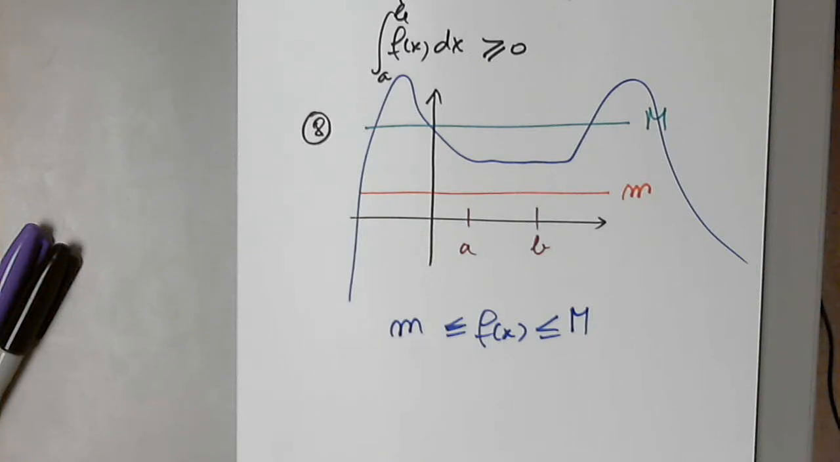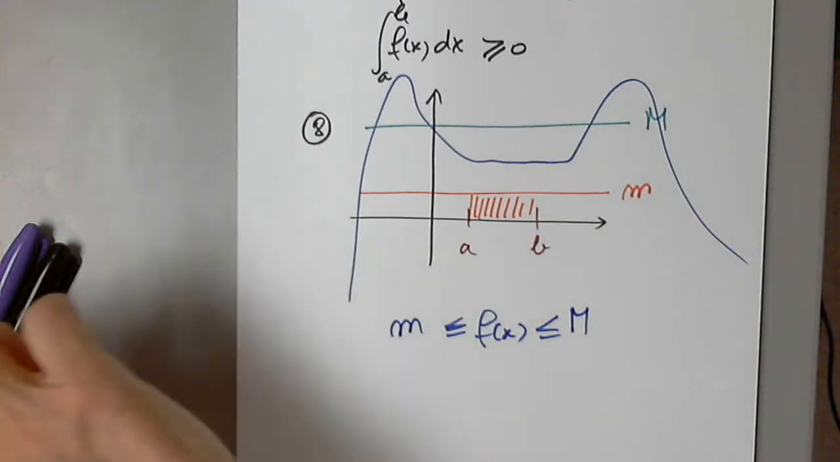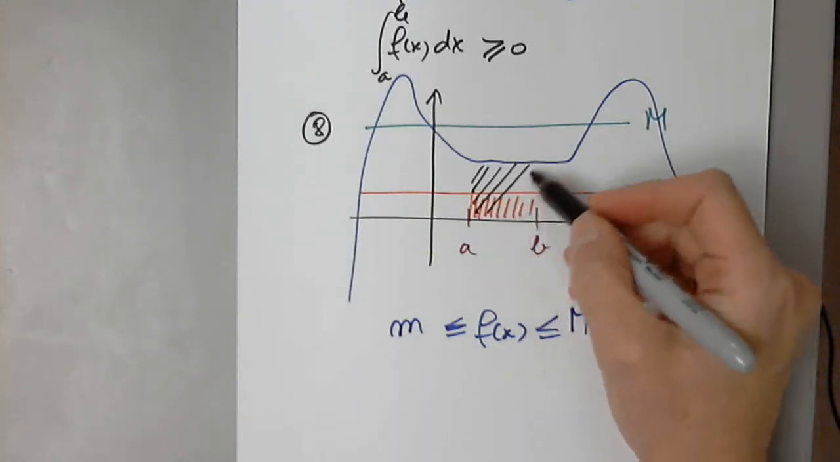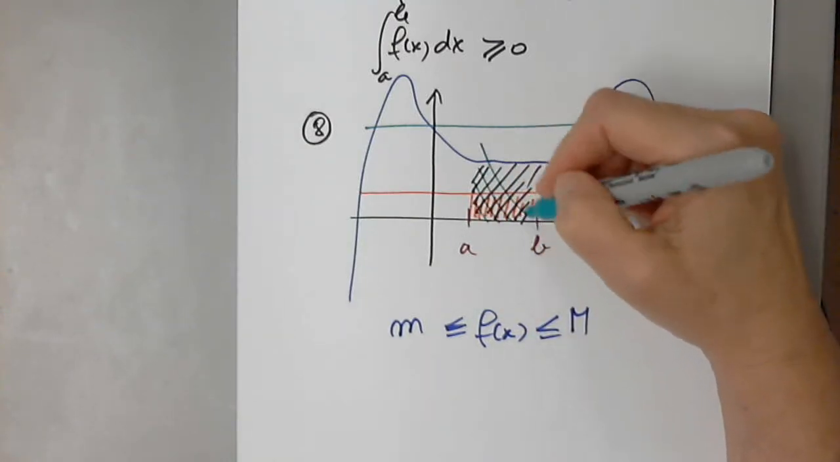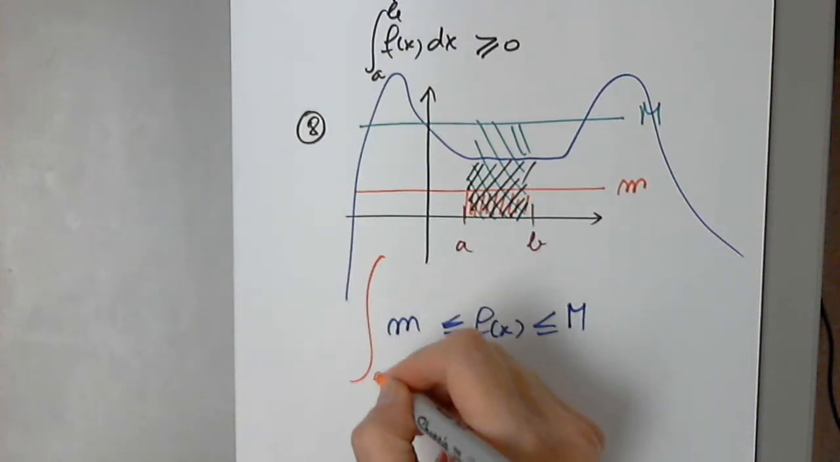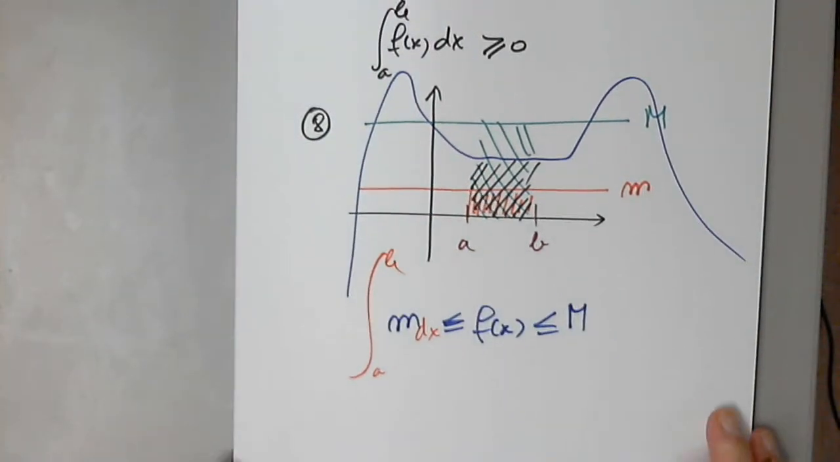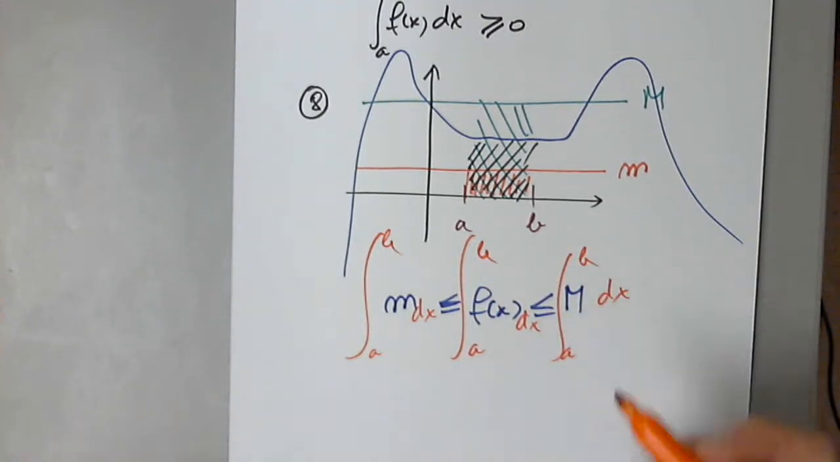So then common sense will tell us that this area is smaller than this area, which is smaller than this area. Right? So therefore, I would write the integral from a to b of m dx, the integral from a to b of f dx, the integral from a to b of M dx. Do not ever forget dx. Those areas must be in this relationship. Okay, and we have an example for this.